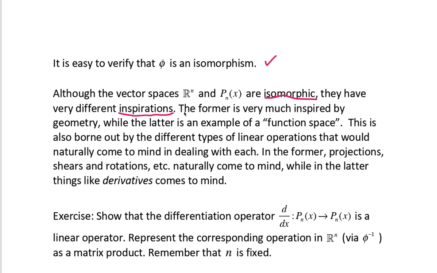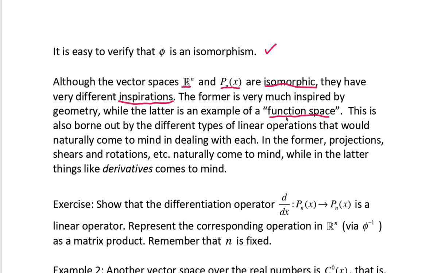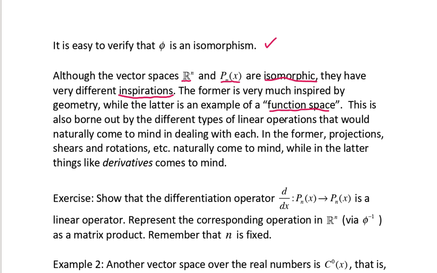So this was, R^n was inspired by geometry, while the latter, okay, P sub n of x, that's a function space. Polynomials, we think of them as functions, don't we? Okay? I would say this is also borne out by the different types of linear operations that would naturally come to mind in dealing with each. Okay, in the former, what type of natural linear operators do you think of in geometry? Things like what? That we had projections, shears, rotations.